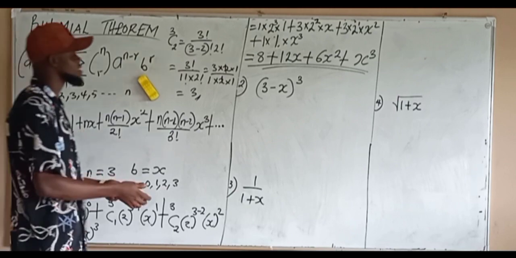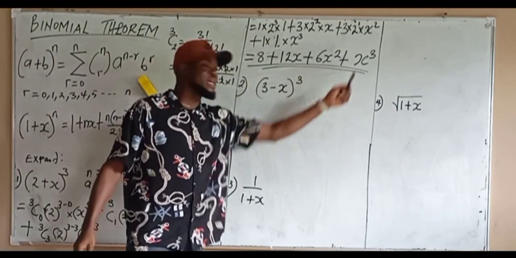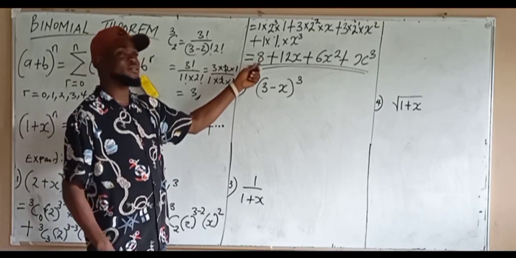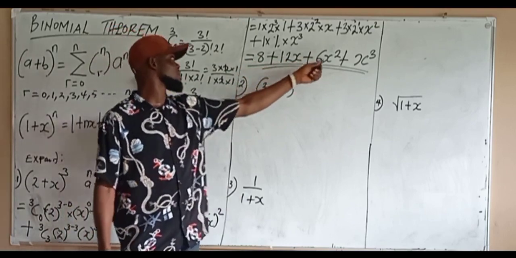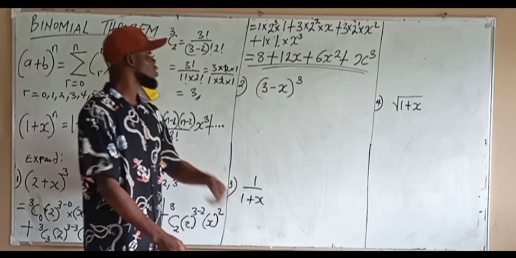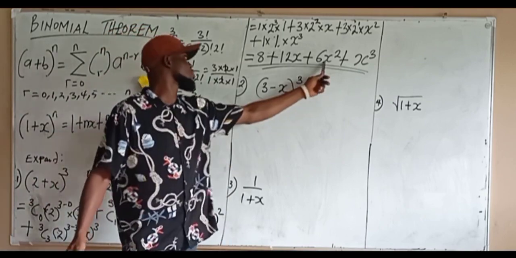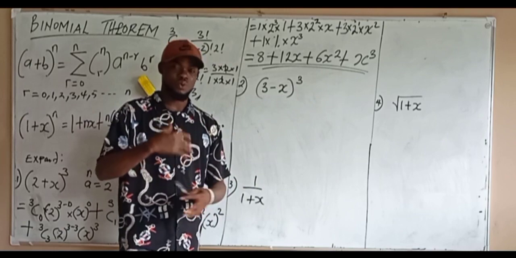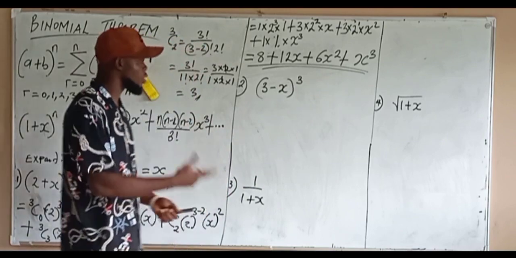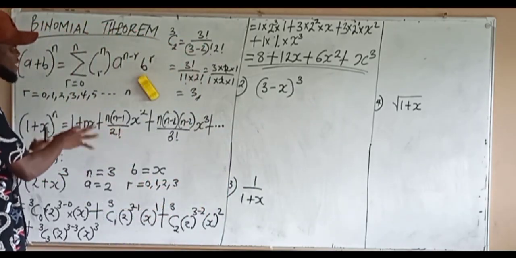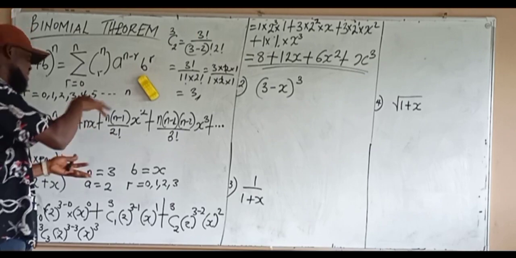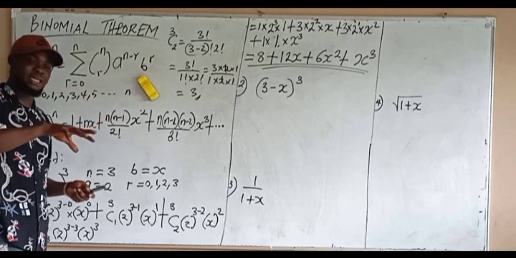So our first term is 8. The term independent of x, the term that doesn't have x, is 8, which is the first term. Then second term, third term, fourth term. They can ask you, in this expansion, what is the coefficient of x squared? The coefficient of x squared is 6. In this class, we're going to do more. This one is just the first class, so ensure you understand this one very well before we move to the next one.